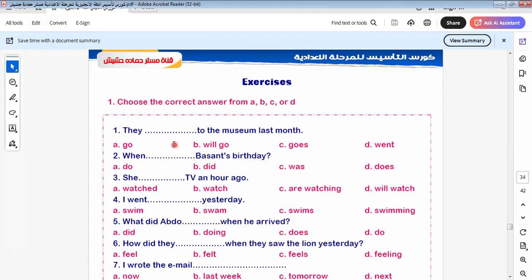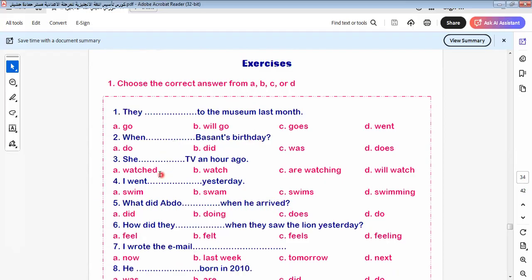Okay, let's go on. I will answer some questions related to this tense. Here we say, she visited the museum last month. Here, last is expressing what? The past form. When was Passant's birthday? Here, when, it will be when was Passant's birthday. So we ask here about the past.